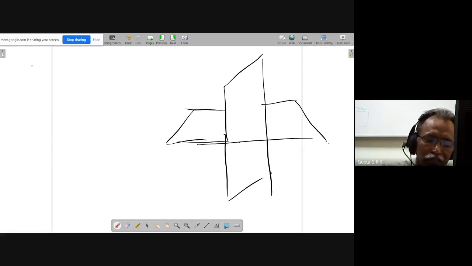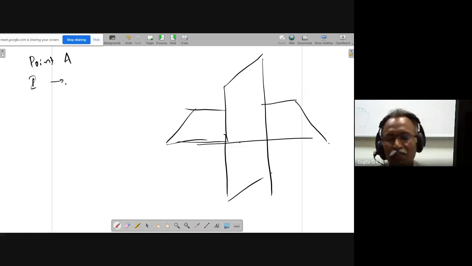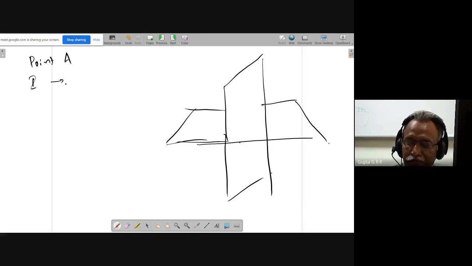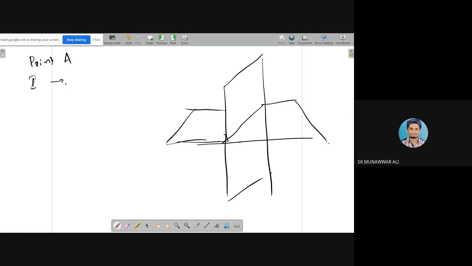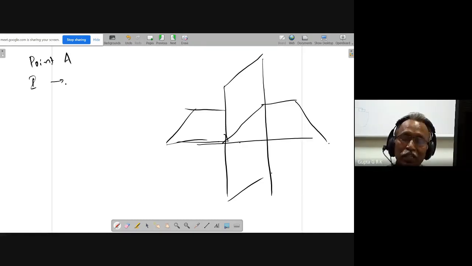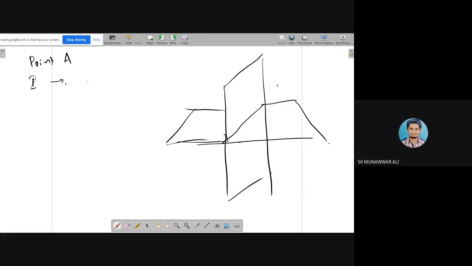Now suppose a point A is in the first quadrant. If a point is in the first quadrant, where will be its top view and where will be its front view? Top view is on HP, horizontal. I want above XY, below XY. Okay, I want that.